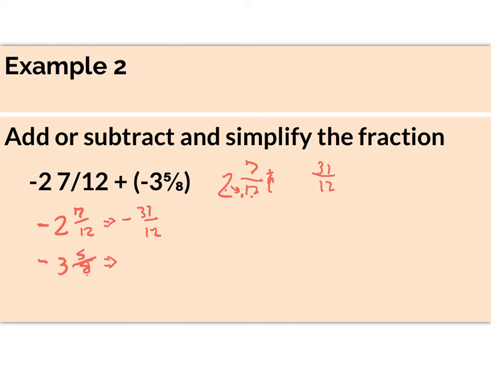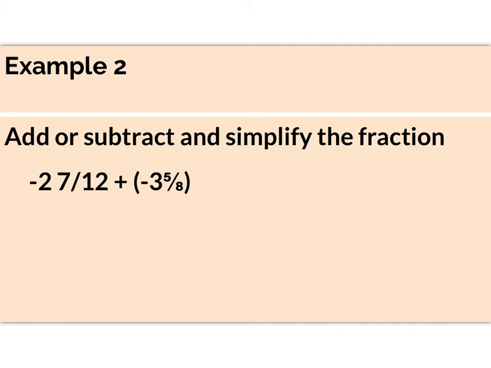3 times 8 is 24, plus 5 is 29 over 8. Oh, but look at this. Our bottoms are different. We cannot add these fractions as they are. So by going to the next page, we had negative 31 over 12. And we had negative 29 over 8.